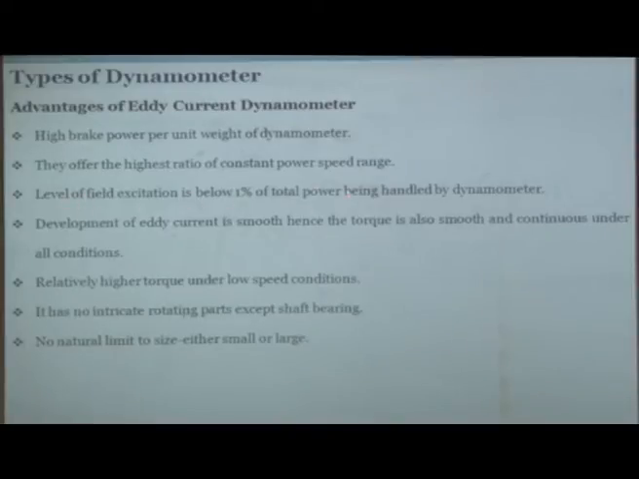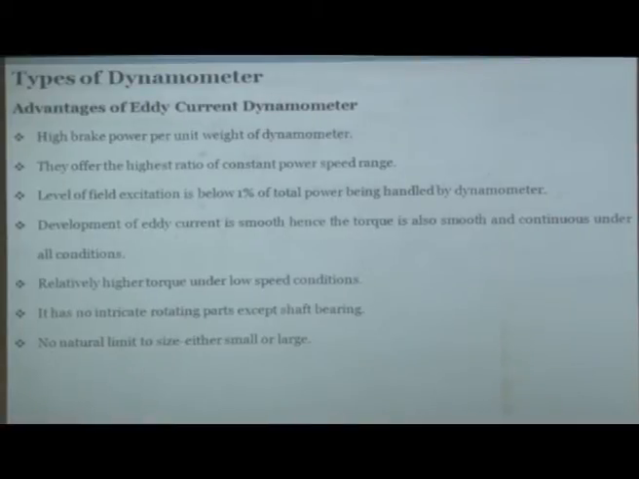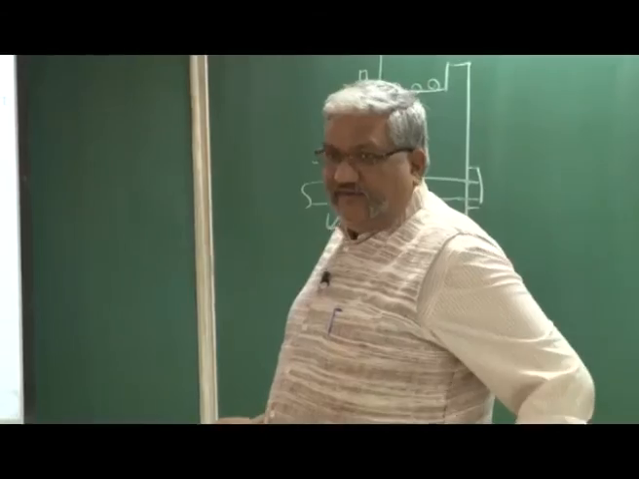The level of field excitation is below 1% of the total power being handled by the dynamometer. So the current that you are supplying from outside is actually minuscule. It is only 1% of the power which you are trying to absorb. So it is not really a parasite on the electrical power.